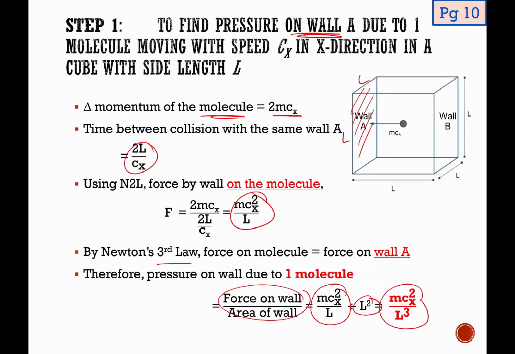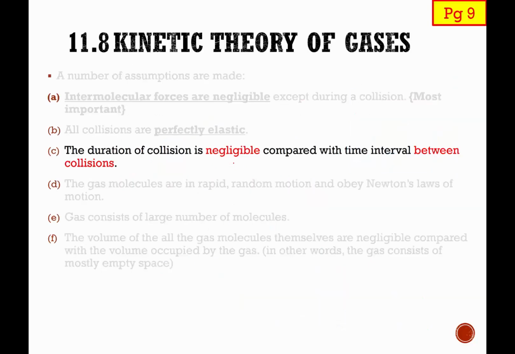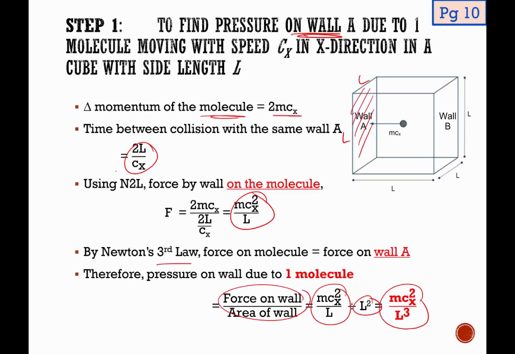Some of you may already be thinking, to find the average force, why are we only considering the duration between collisions, and why are we not adding in the duration of the molecule's collision with the wall, i.e. the total time that the molecule spends interacting with wall A itself? This is because one of the assumptions of the kinetic theory is that the duration of the collision is negligible compared to the time interval between collisions. So there is really no need to add in the duration during collision.